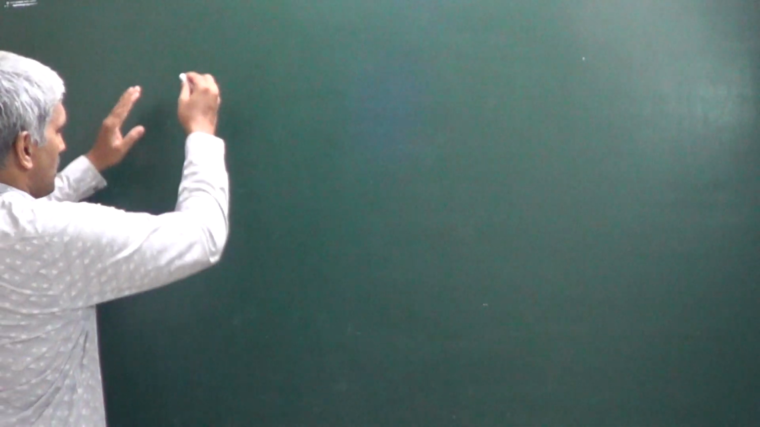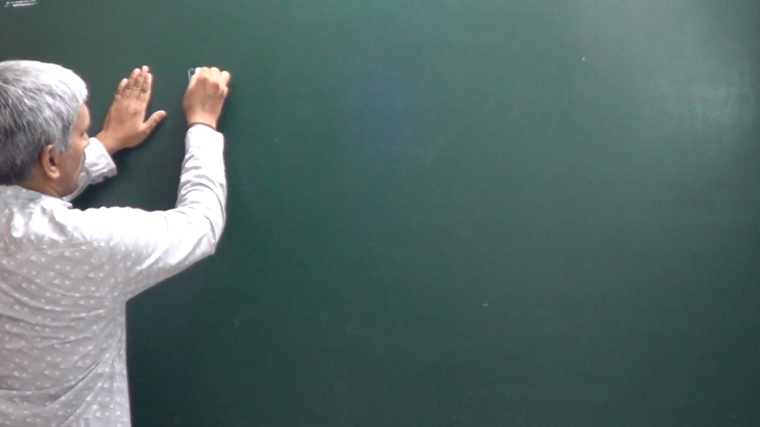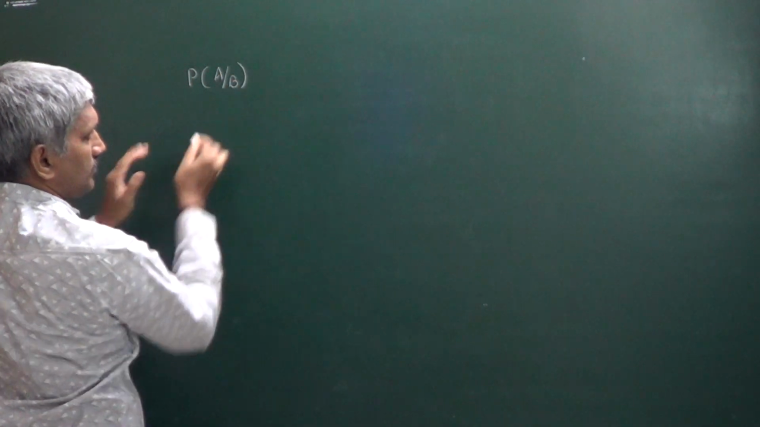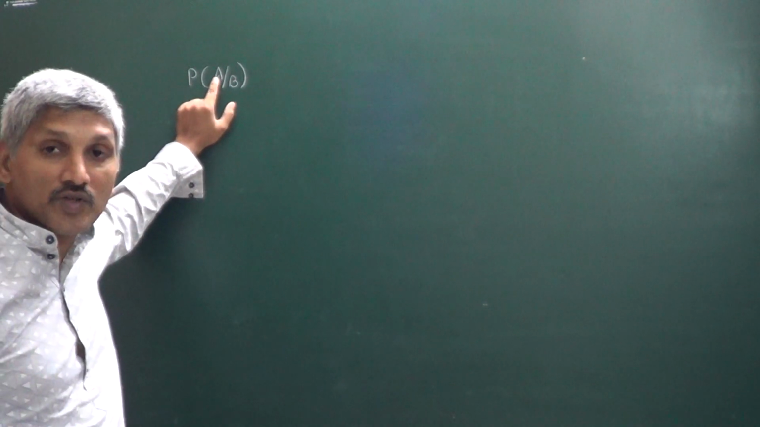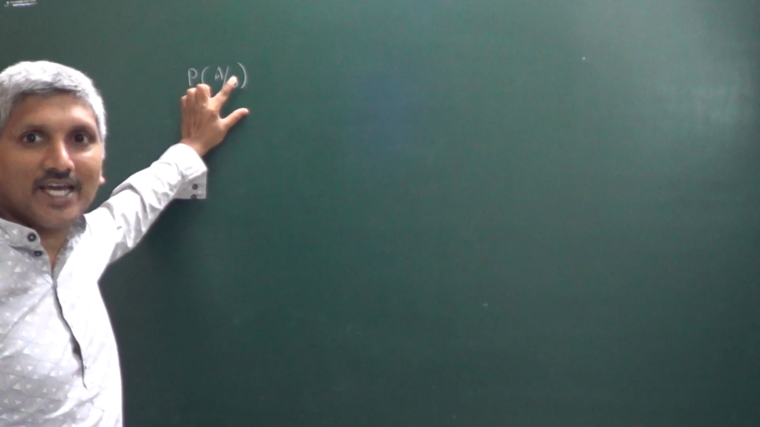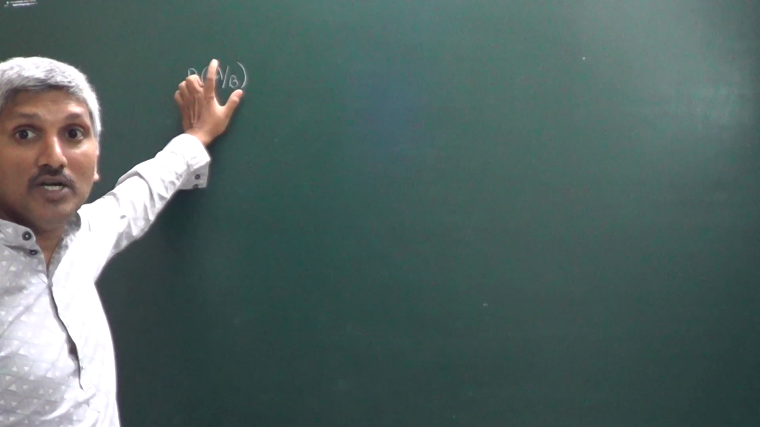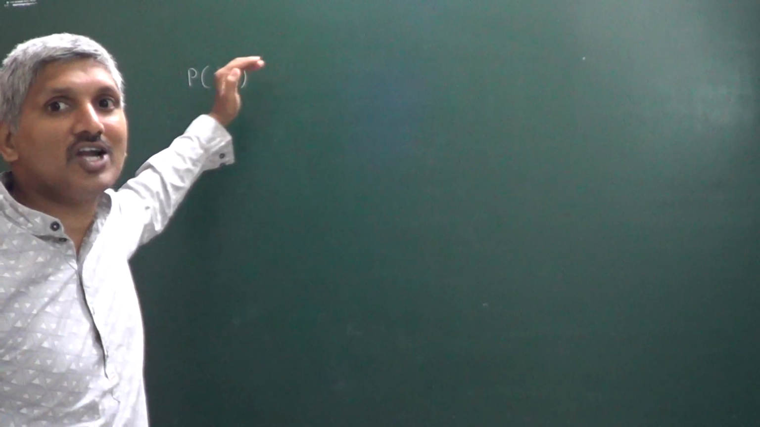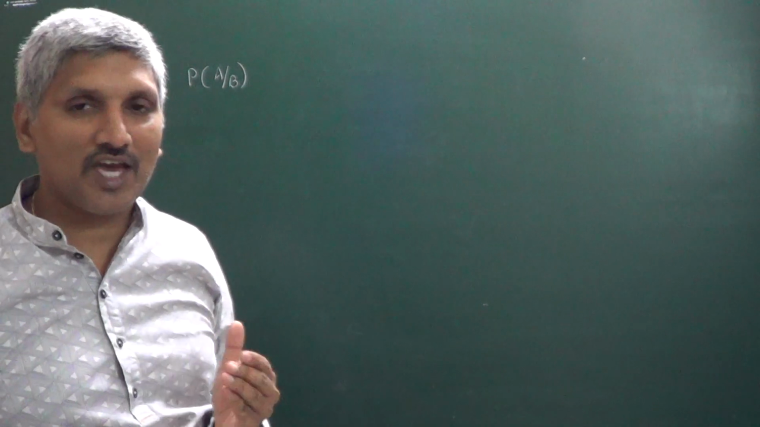Hi dear students, in this class I am going to discuss the main part of probability, which we call conditional probability. Conditional probability: probability of A under the condition B, probability of A with respect to B, probability of A when B is taken as a sample space, probability of occurrence of A under the condition that B has already occurred, that is P of A by B.